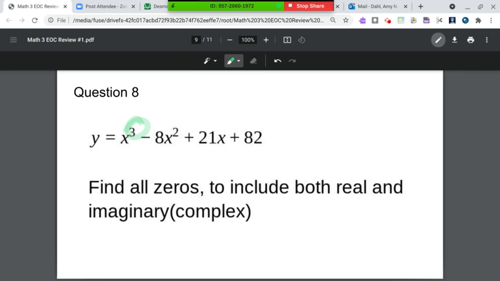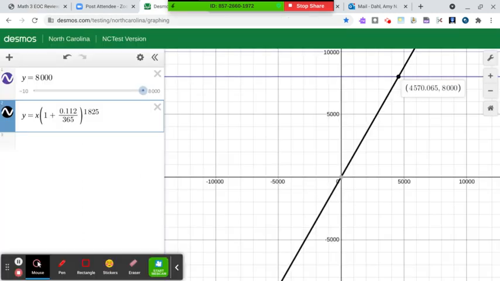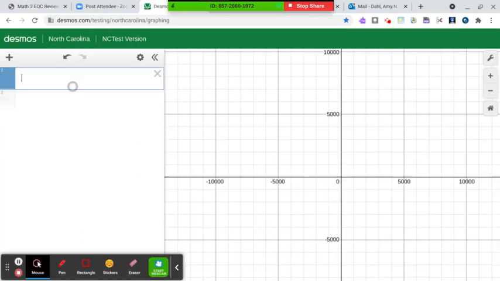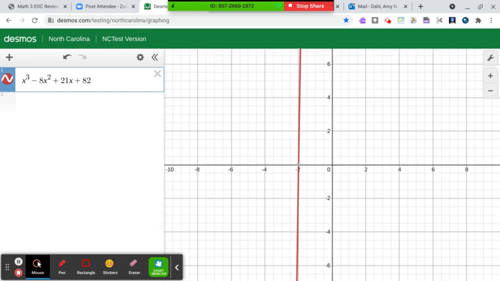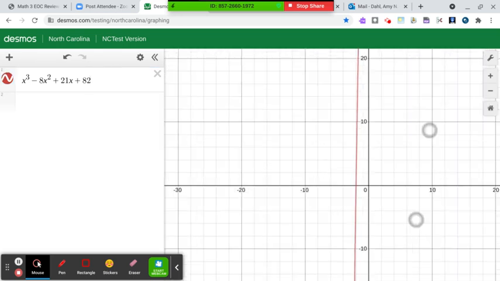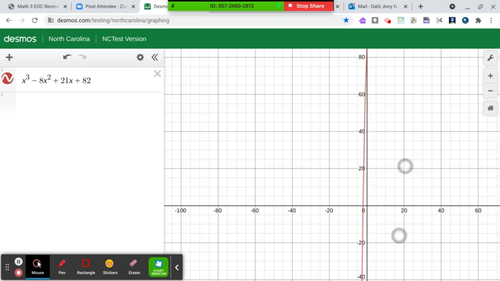The degree is 3. So the first thing I want you to do whenever you're asked for the zeros is to use your blessed Desmos tool, okay? That's what it's there for. Go to Desmos. x cubed minus 8x squared plus 21x plus, was it 82? Yeah. Okay, hit the home button to recalibrate your graph, not data.